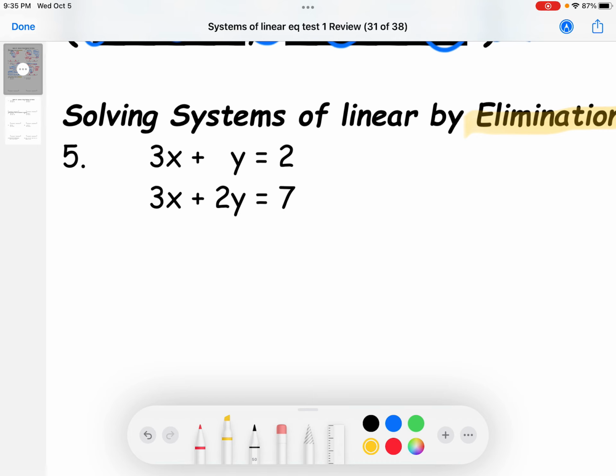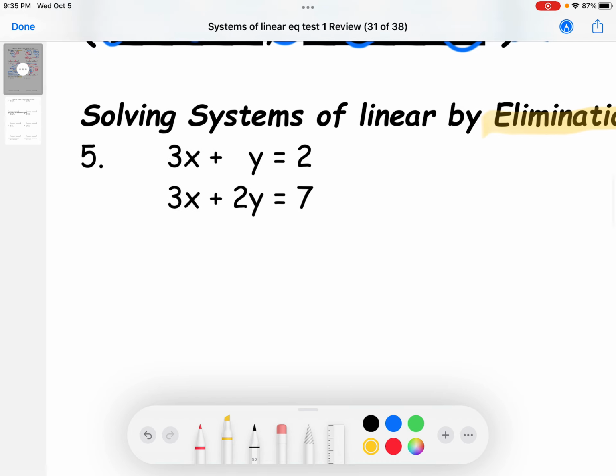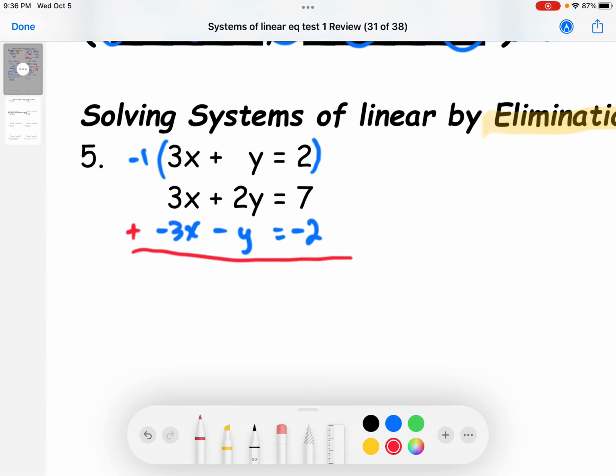Okay? And so I look at problem number 5, and I don't see any opposite terms, but I do see that both of those equations have 3x. So what I can do is take one of those equations, I'm going to pick the top one here, and multiply every single part of that equation times negative 1. It doesn't actually change any of the numbers, but it makes all of those positive terms negative. And so our modified version of that top equation is going to be negative 3x minus y equals negative 2.